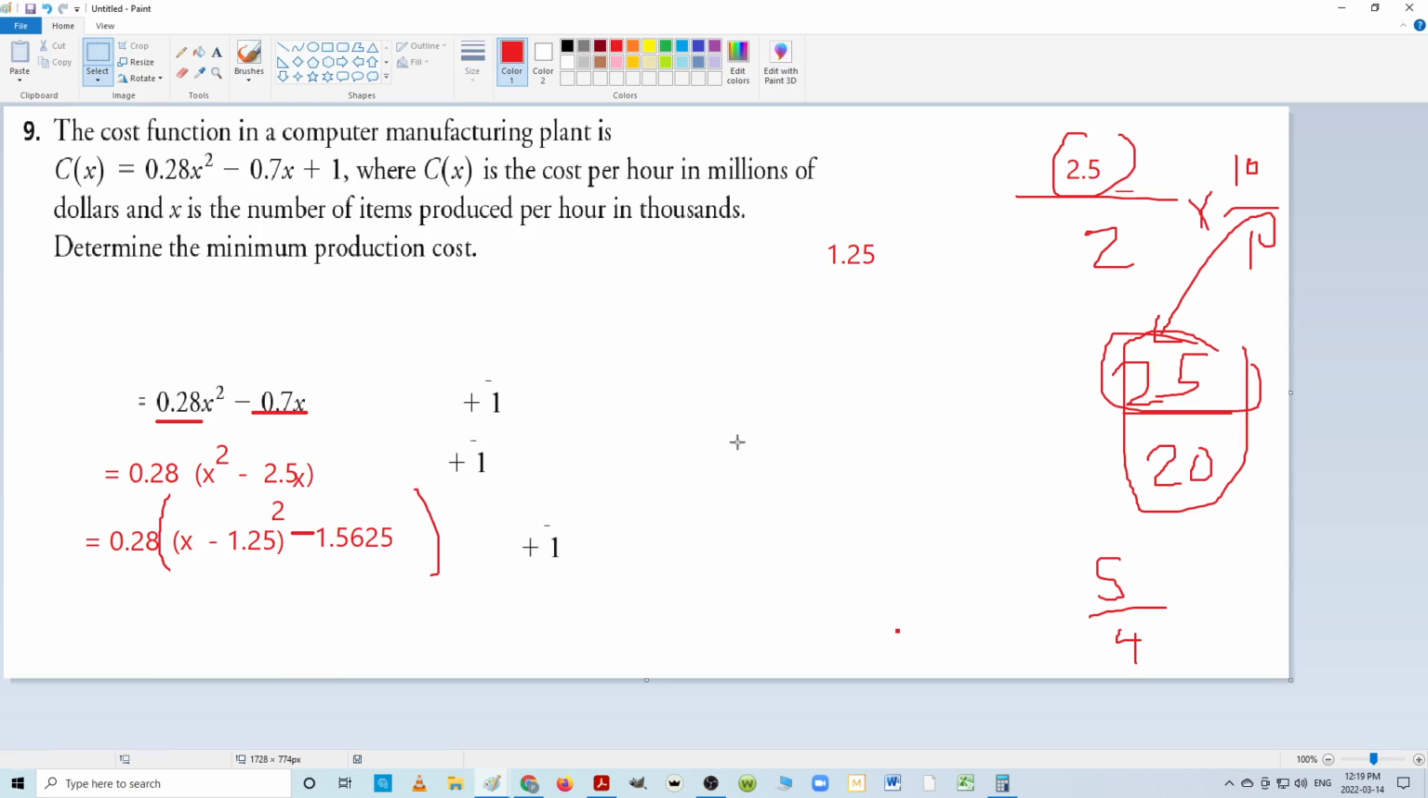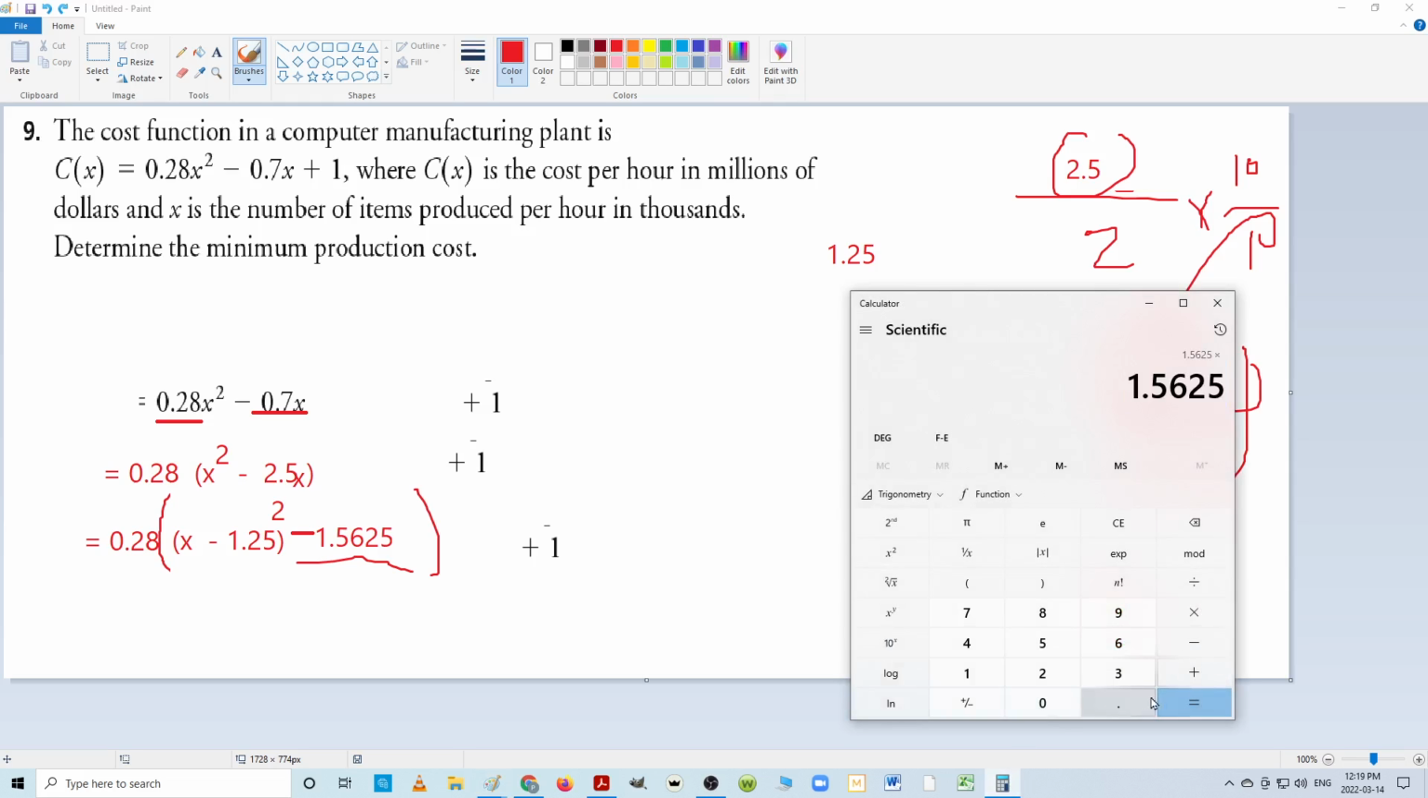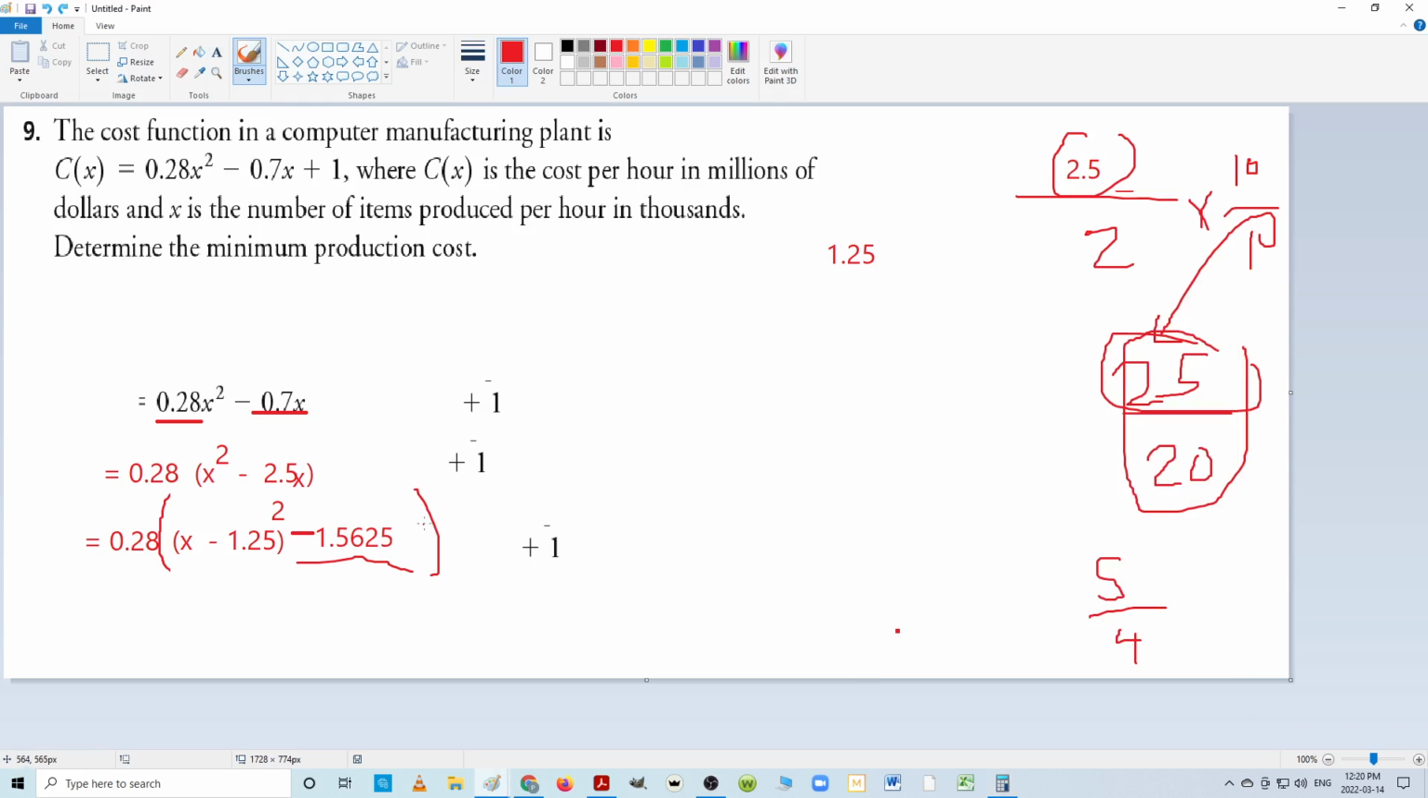Now, to get that out of the brackets, I have to multiply it by 0.28. Fortunately, it's still in my calculator. And I get that. Oh, it shouldn't be positive. So negative 1.5625. Sorry, try again. Negative 1.5625 times 0.28, and I get that. So that comes out here. That's how I get it out of the bracket.